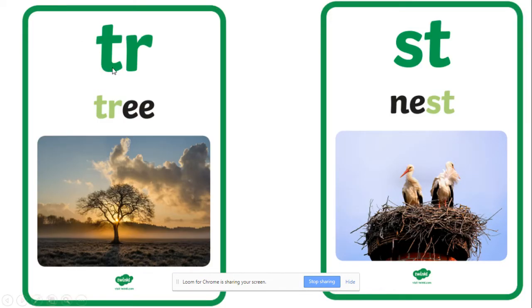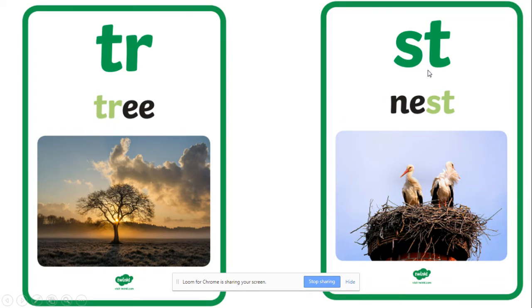So here I have a T and an R. Really quickly, children, this flying around here is what I call my mouse. It doesn't look like a mouse, but we call it a mouse. You need to follow my mouse, so you know what I'm talking about. So here I have a T and an R, and it makes a tr sound. Say that with me, tr. Fantastic. So it's the tr in tree.